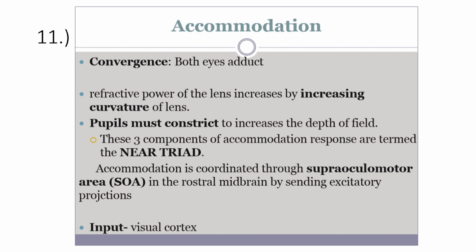These 3 components of the accommodation response are termed the near triad. So 3 things. Adduction of the eyes, bringing the eyes in, so following your finger in. A change of the lens shape to change the focus, and then the pupil constriction as well. Near triad. Accommodation is coordinated through the supraoculomotor area, SOA, in the rostral midbrain by sending excitatory projections. Right? And it's going to give input into the visual cortex or Brodmann's area 17.